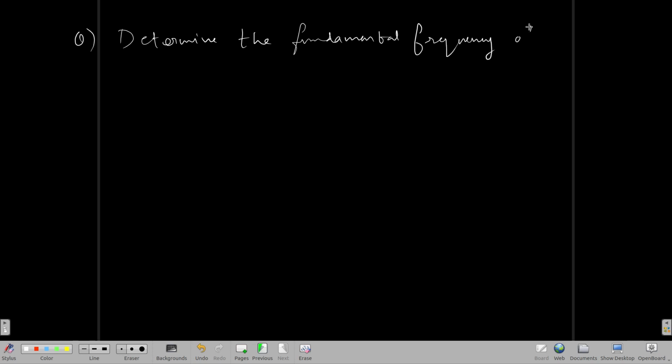Okay, so the next question is from the topic periodicity of signals. The question is, determine the fundamental frequency of the given signal, which is given as... so what is it? This is a discrete signal, right?